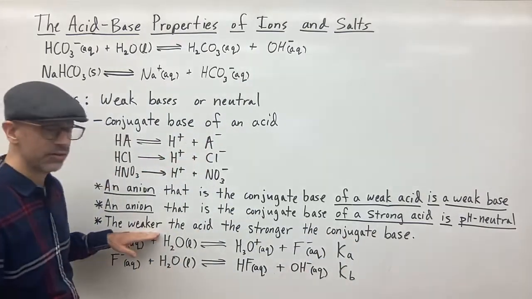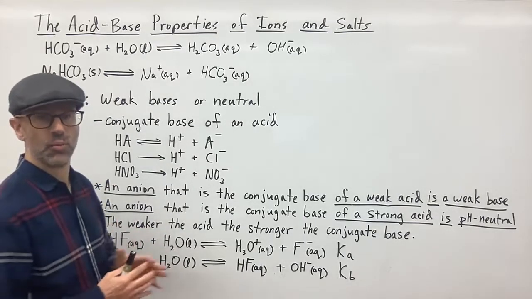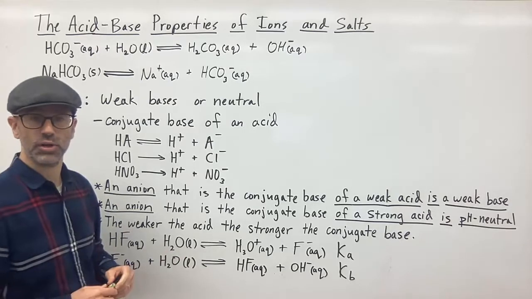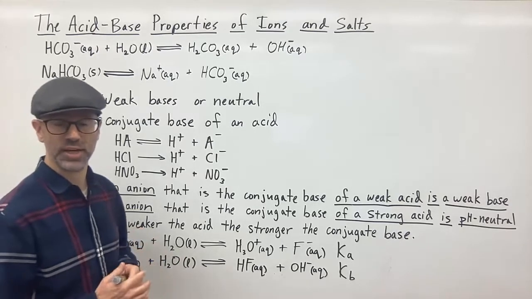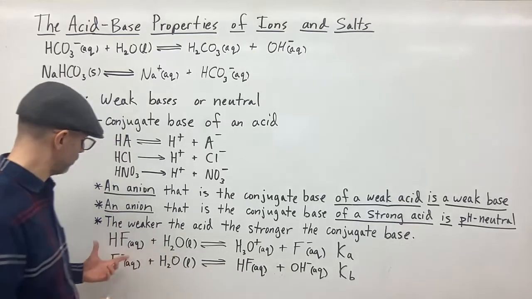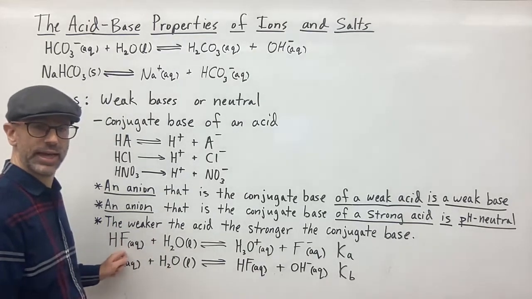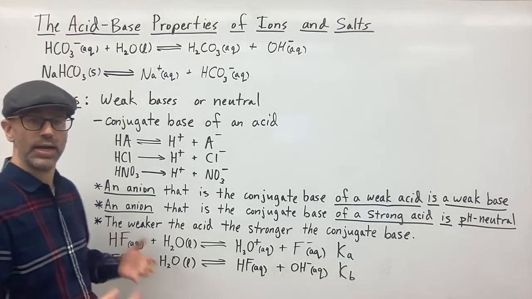The weaker the acid, the stronger the conjugate base. So why is this? Why does this relationship exist between conjugate acids and bases? We talked about this before, but let's review it here again. When we have a weak acid like HF, why is it weak?